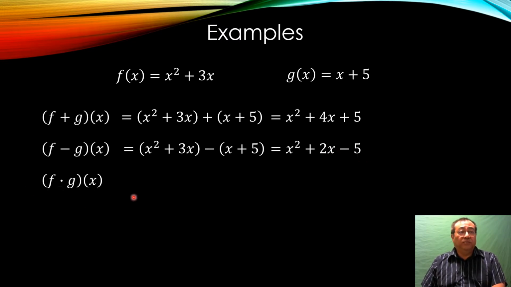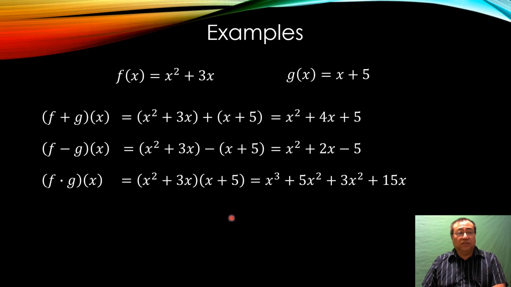All right, f times g of x. This is multiply. So this is probably the most involved one, where you have to actually FOIL things out. So x squared times x is x cubed. x squared times 5 is 5x squared. 3x times x is 3x squared. 3x times 5 is 15x. And then combine like terms. And that's what we do.